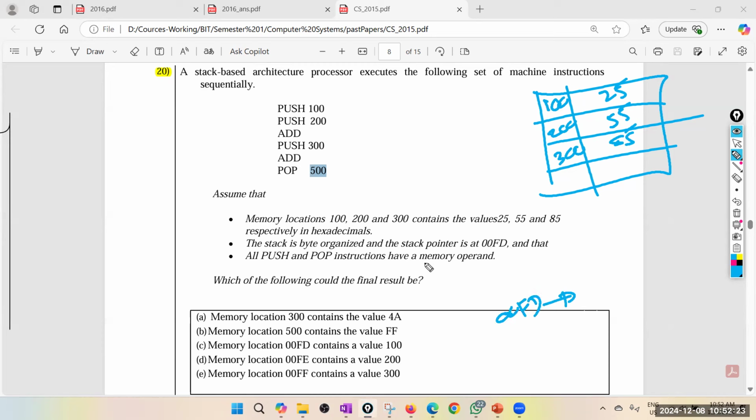All push and pop instructions have memory addresses. 100 is a memory address. That is direct address mode. Anyone got the answer?